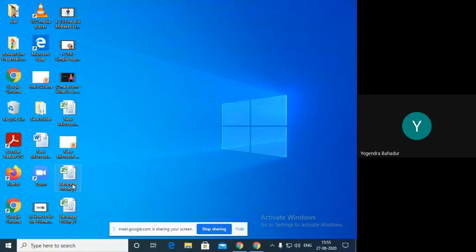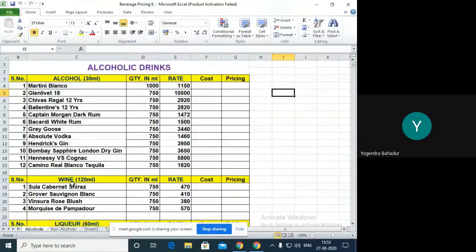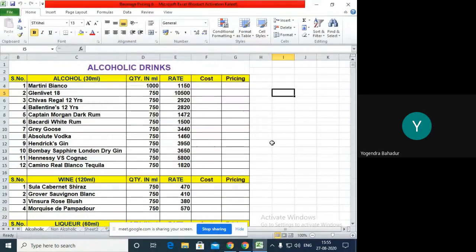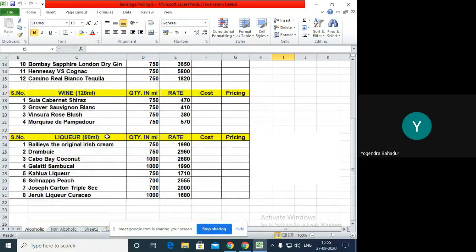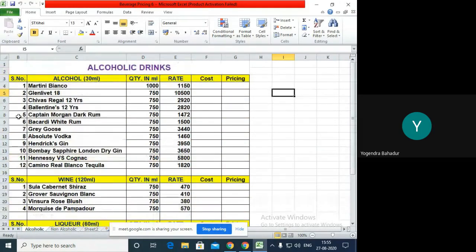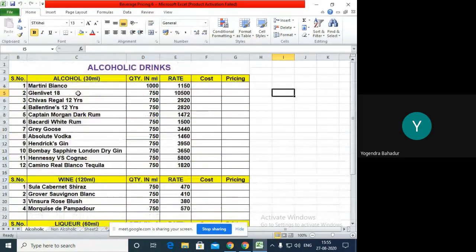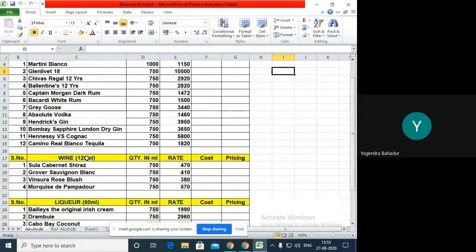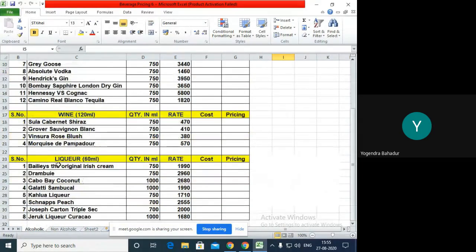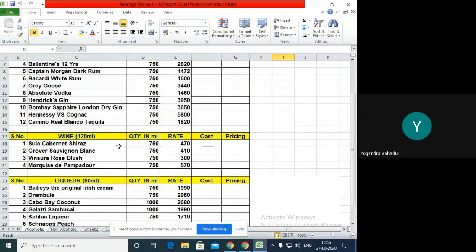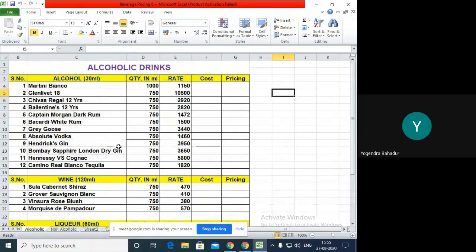So first, we are focusing on the drink part. Here, if you see, I have made three different areas or three parts. In the first part, we would be dealing with the alcohol. In the second part, we would be dealing with the wines. And in the third part, we would be dealing with the liqueurs. So why are we keeping it in three parts?